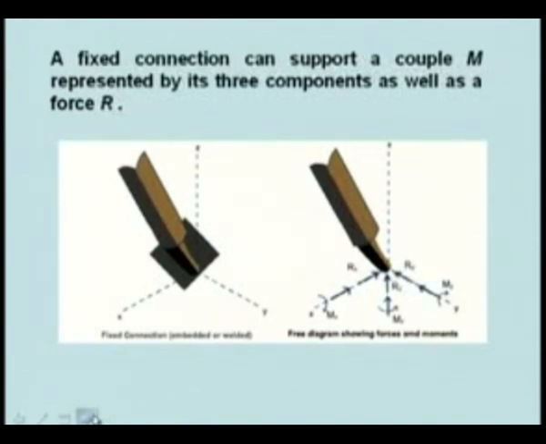A fixed connection can support a couple M, represented by its 3 components, as well as a force R. So, force R is also provided and a couple is also provided. The couple can have 3 components. So, this is Rx, Ry, Rz, Mx, My and Mz.